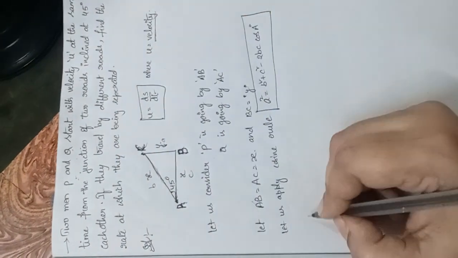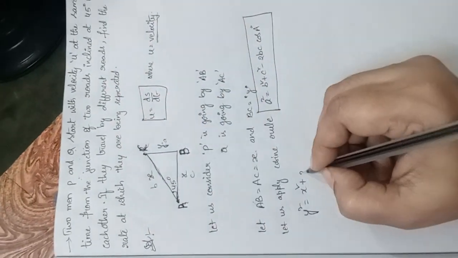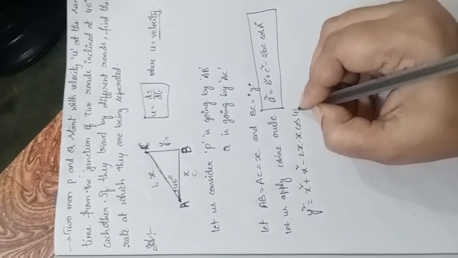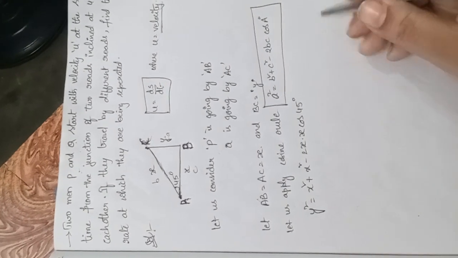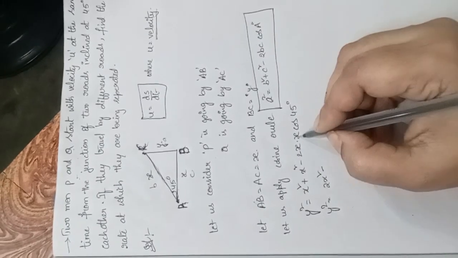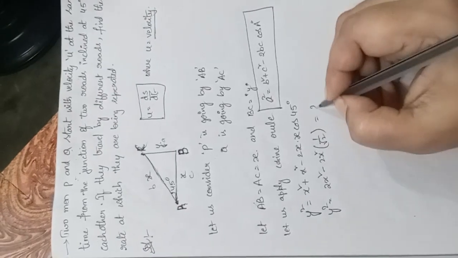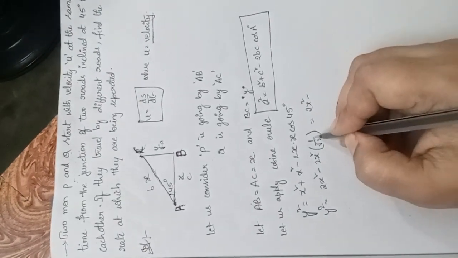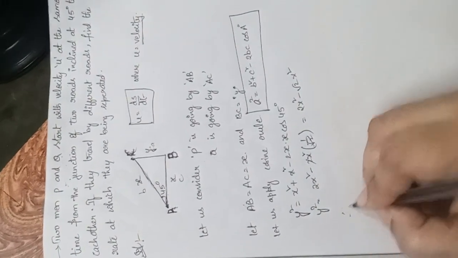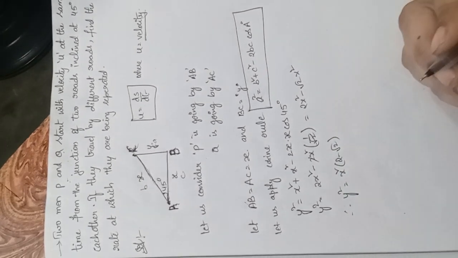So what values do we have for them? a square is y square, equals b square which is x square, plus c square which is x square, minus 2 x into x cos 45 degrees, right? So y square equals 2x square minus 2x square into cos 45, which is 1 by root 2, which equals 2x square minus root 2 x square. Therefore, y square equals x square into (2 minus root 2), we got, right?